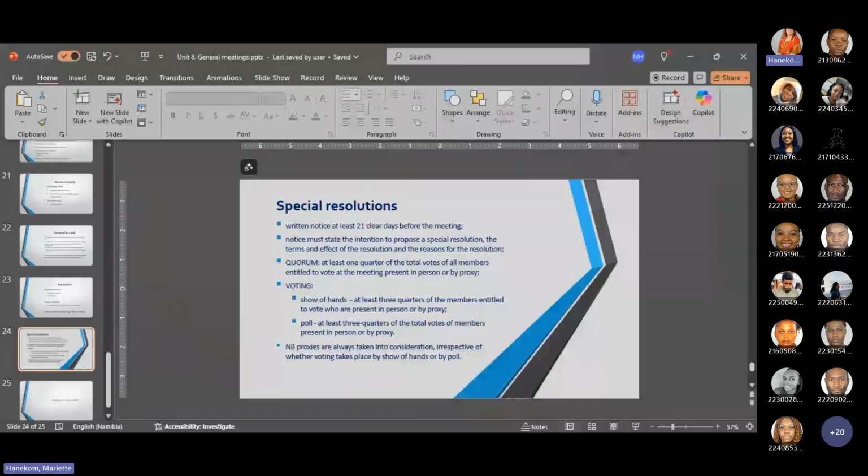For special resolutions, we've already seen that the notice required is 21 clear days before the meeting. The notice must be in writing and it must state the purpose of the meeting, that the intention of the meeting is to propose a special resolution, and all the necessary details.